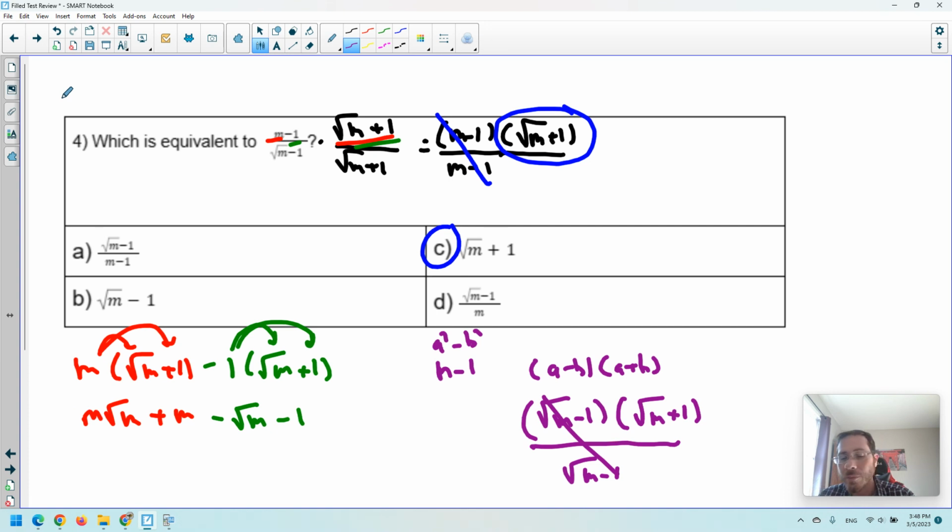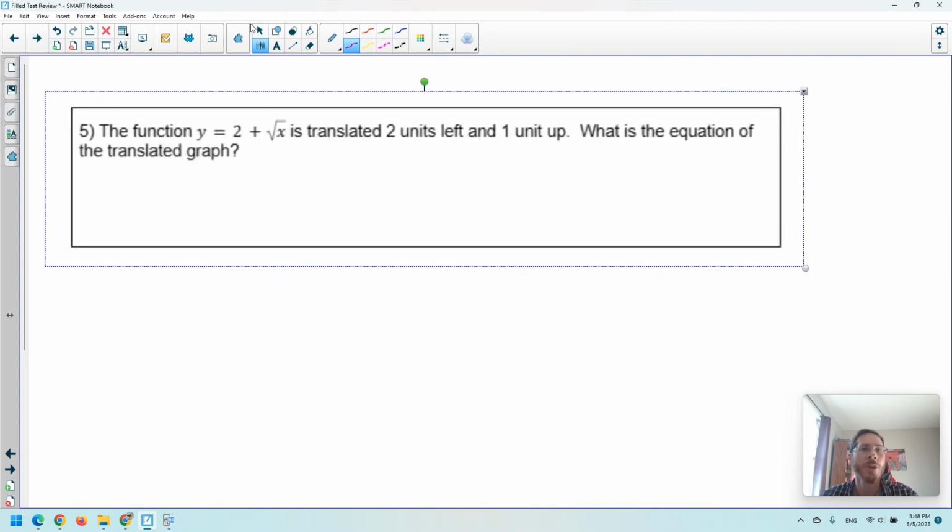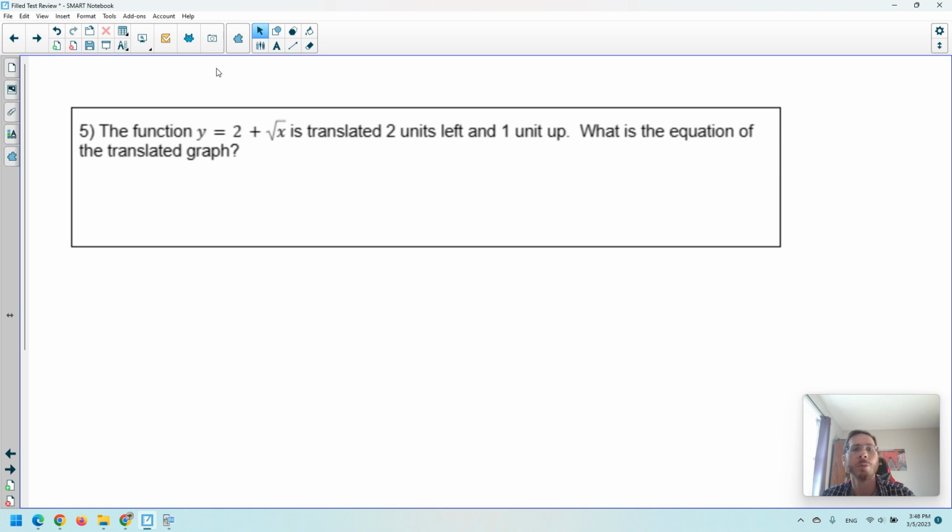So that's nice. Again, easiest way to double check, replace the m's with x's, make the graphs. If the graphs match up, then they're the same. If they don't match up, they're clearly different. So you can always compare the graphs. For number 5, function y equals 2 plus square root x is translated 2 units left and 1 unit up. So that doesn't seem too bad.